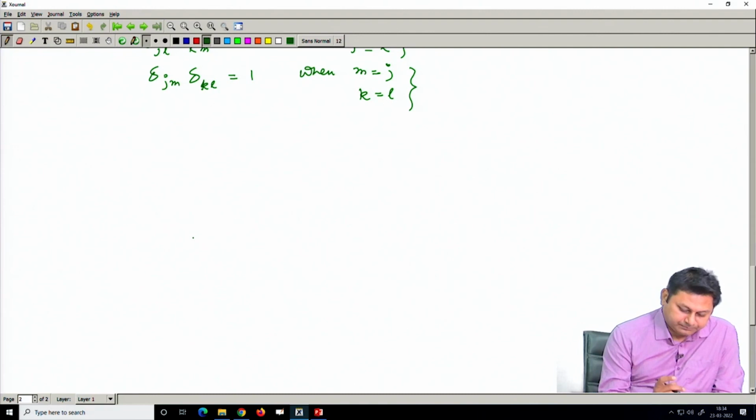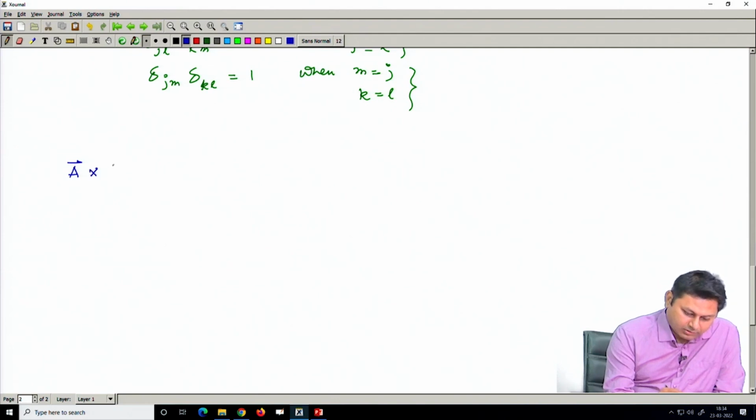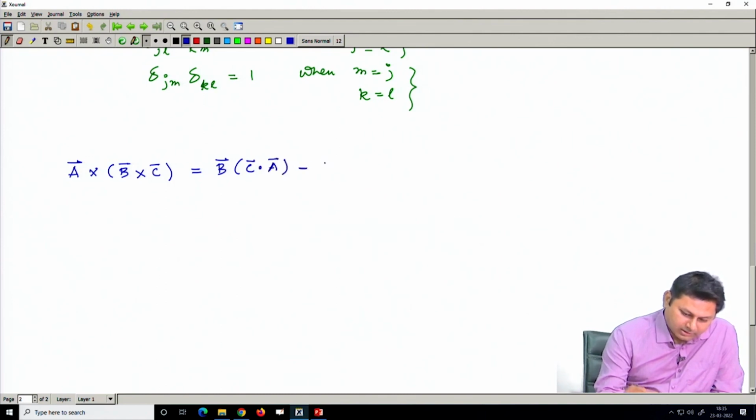So, I am having A cross B cross C, and I need to show in the right hand side that it equals B (C dot A) minus C (A dot B).